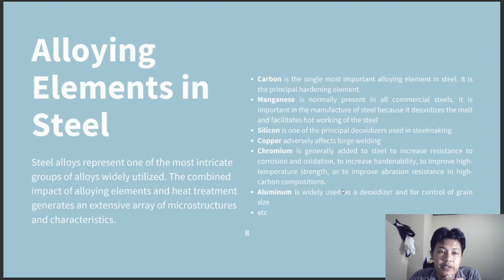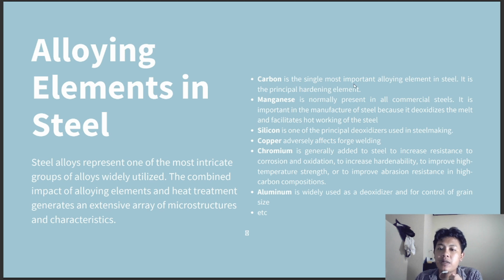Alloying elements in steel. Steel alloys represent one of the most intricate groups of alloys widely utilized. The combined impact of alloying elements and heat treatment generates an extensive array of microstructures and characteristics. So these are the elements that we can use to make an alloy in steel, such as carbon, manganese, silicon, copper, chromium, aluminum, and others.